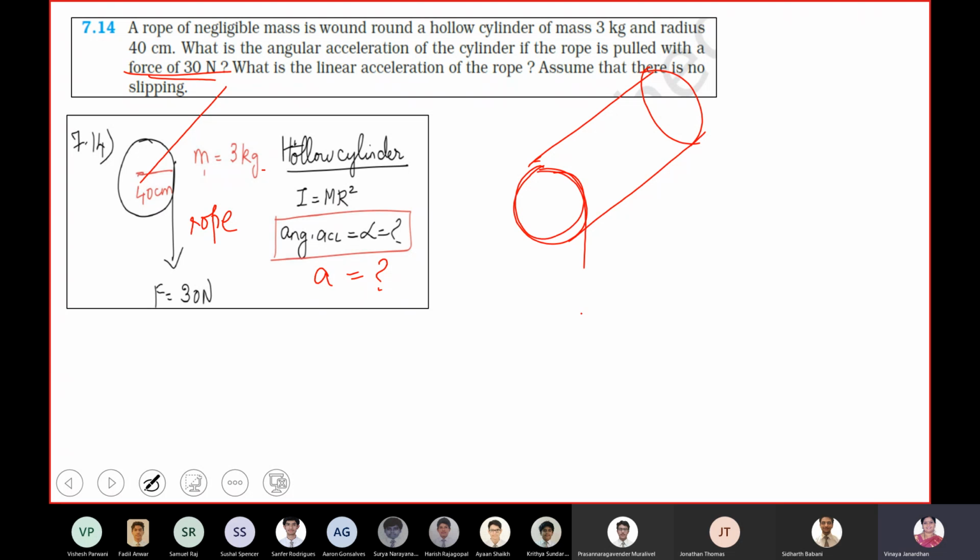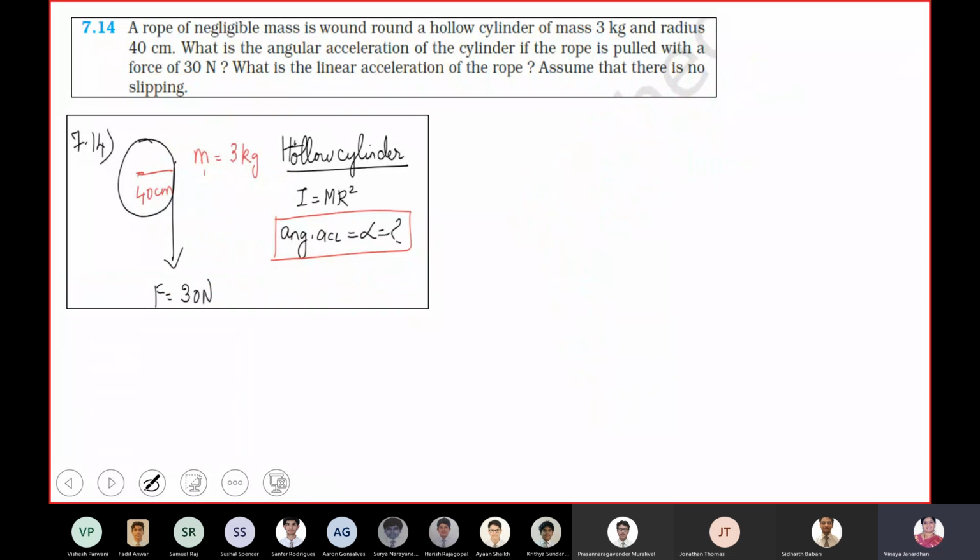It's going to move like this. It's going to rotate like this, which means it is rotating about an axis. Here you have to imagine it's rotating about an axis which is passing through its center. So then the moment of inertia is I equal to MR square.